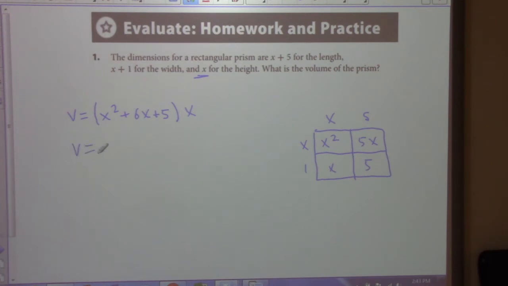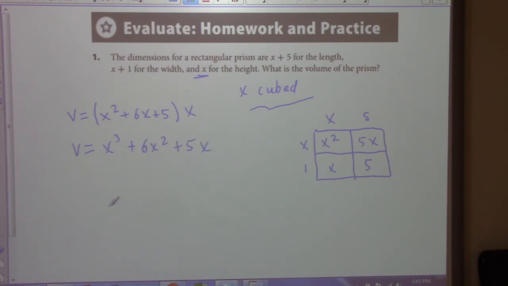So what is this going to be here when you multiply everything by X? X, wait, how do you say 3? Cubed, like a cube. X cubed, that's how you say it. Okay, then what else? 6X squared, and then 5X.